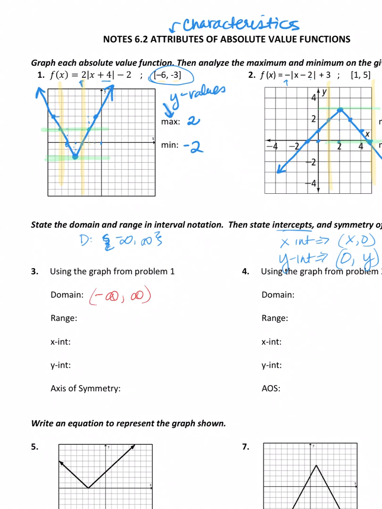My range, remember we always go from low to high, so the lowest y value is going to be a -2, and then it goes up to positive infinity. We put a bracket on the -2 because it exists there, and a parenthesis on the infinity because that's what it is.